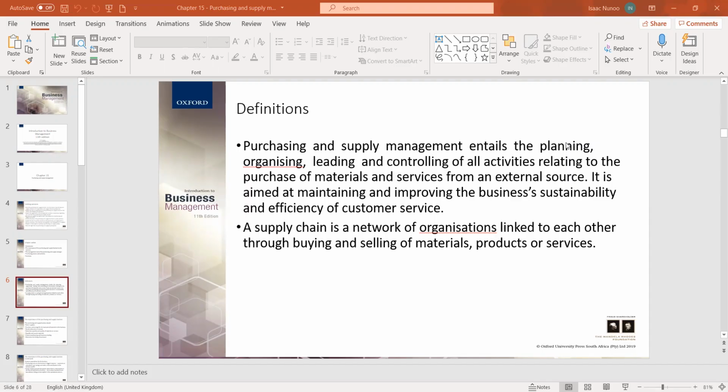Now we can also talk about the supply chain network. The supply chain is a network of organizations linked to each other through buying and selling. So if you're a supplier, you must make sure that you deliver goods in time and on time, so that it will not halt business operations. It will not halt other aspects in terms of the financial, in terms of the management functions.